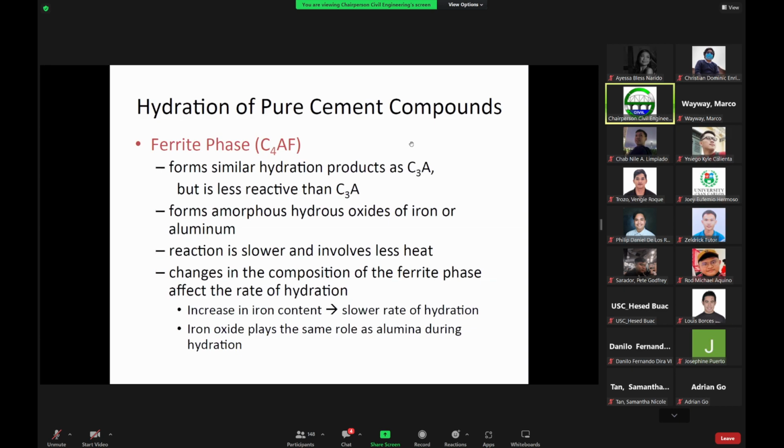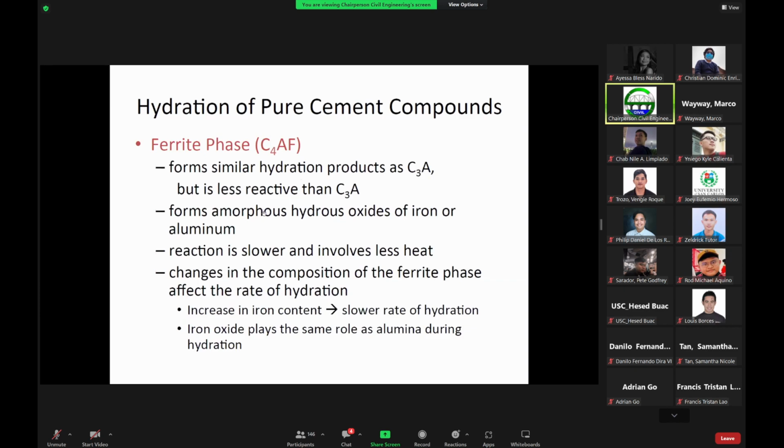Okay, the fourth cement compound is the ferrite phase, your tetracalcium aluminoferrite. So there is iron in it. Your C4AF. So this C4AF produces similar hydration products as your C3A. Your C4AF also creates some form of ettringite and monosulfoaluminate, same as your C3A, but it's less reactive than C3A. So this compound is not as much a problem as your C3A.